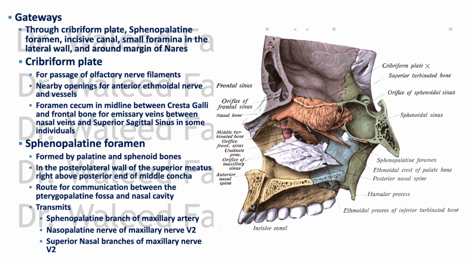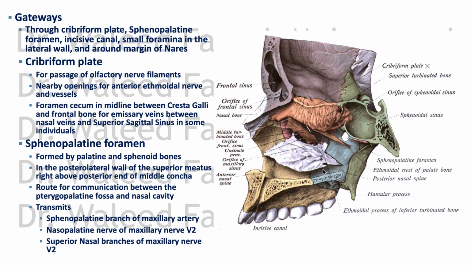What else? There are lots of small foramina in the lateral wall that allow for passage of branches, for example, branches from the greater palatine artery. When it descends into the palatine canal, it gives branches that penetrate the lateral wall to supply the nose. And what else?